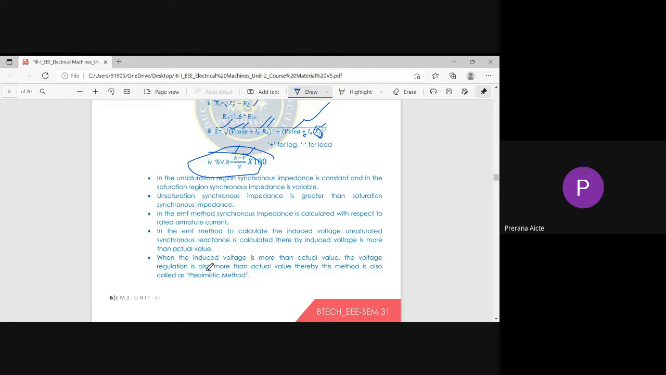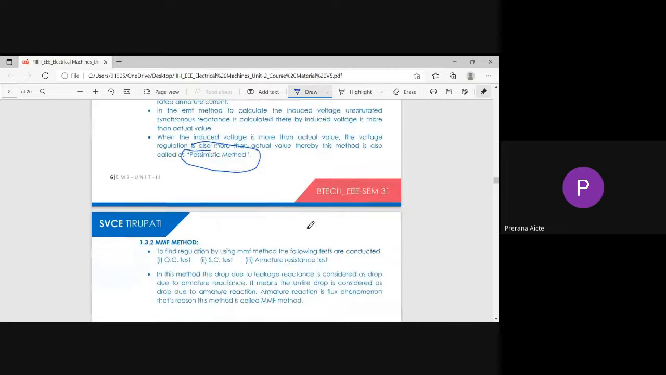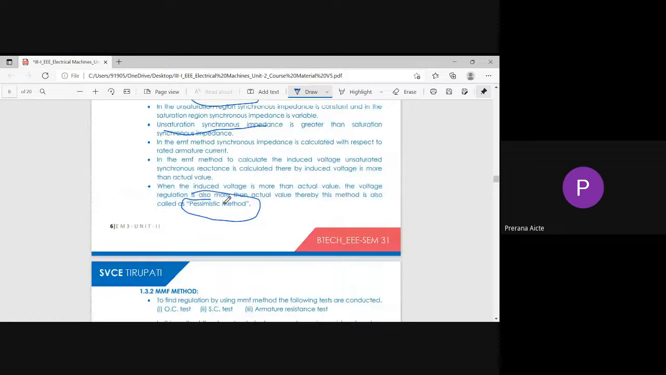That's why we call this method a pessimistic method. See here, in this method, we measure the synchronous impedance in the unsaturated zone. The unsaturated synchronous impedance is greater than the saturated synchronous impedance. This is an important GATE point of view question: the other name for the EMF method is the pessimistic method.